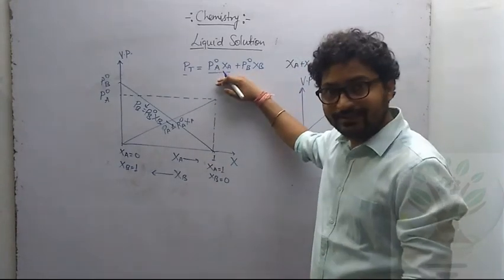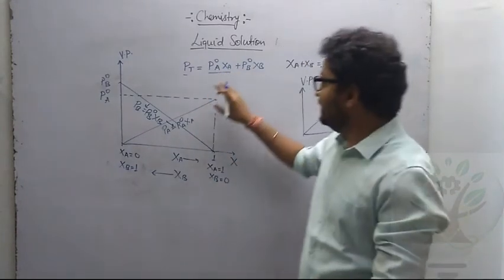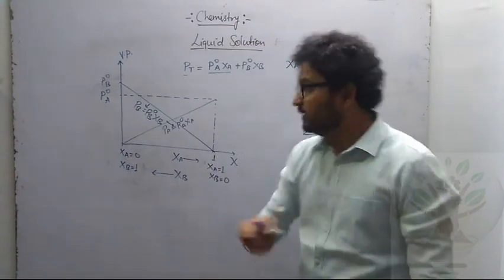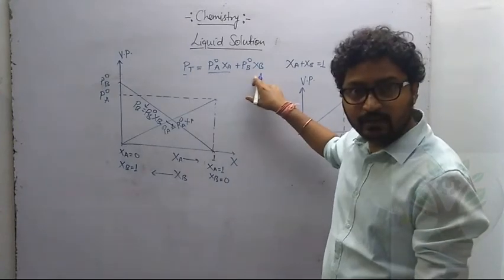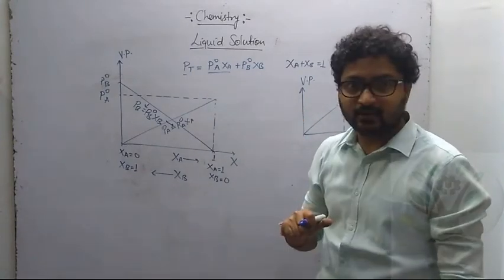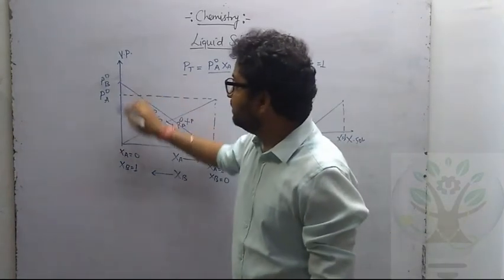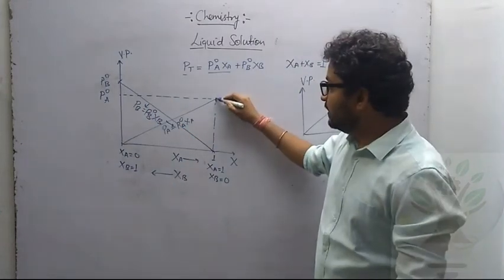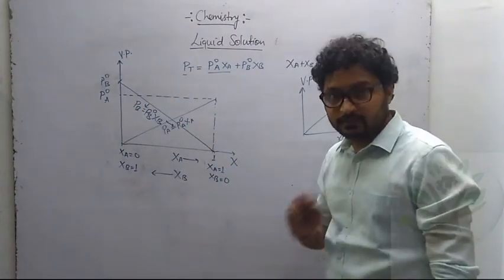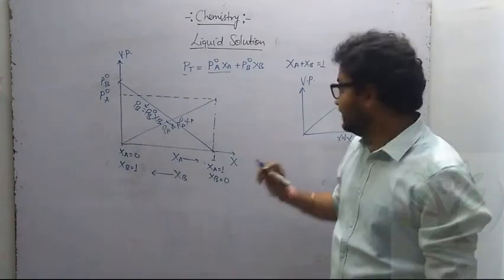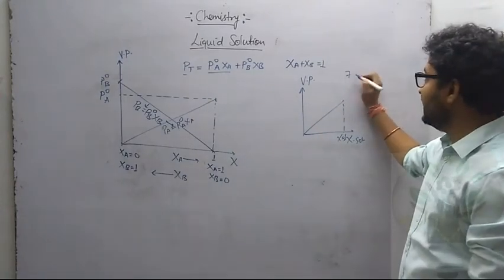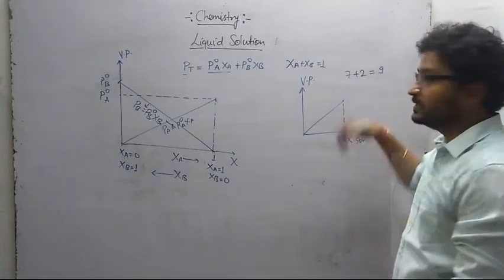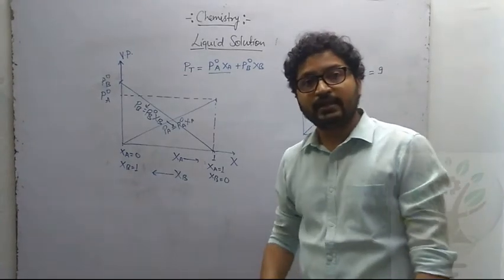Okay, so think about this. Firstly, will the graph be a straight line or curved? The graph will be a straight line. It should be a straight line because this equation seems linear to me. Once PB is reached, XB becomes 1 and XA becomes 0, and once XA becomes 1, XB becomes 0. If you want to add the two graphs, let me ask a question. If I have 7 and I am adding 2 to it, will the sum of 7 and 2 be more or less than 7 and 2? It will definitely be more than 7 or 2 individually.